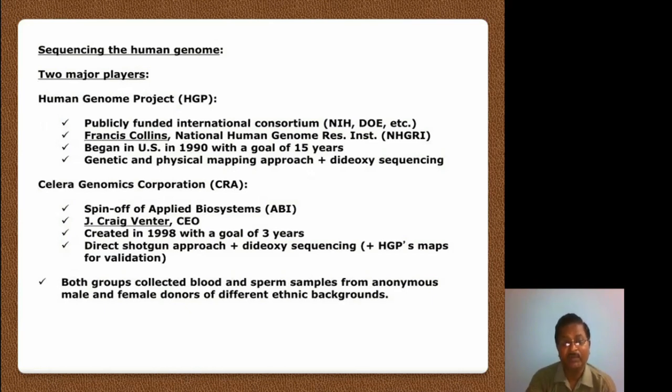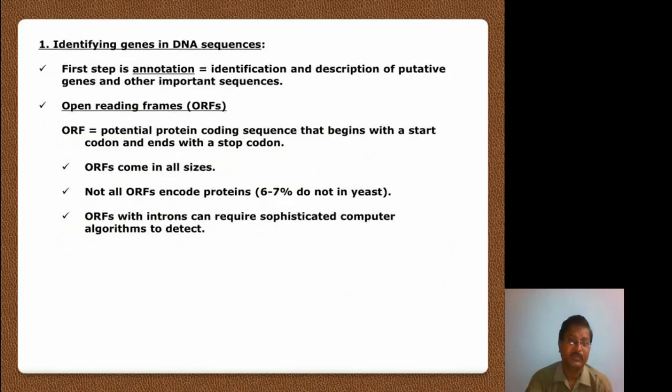They were a spin-off of Applied Biosystems, with J. Craig Venter as CEO. They started in 1998 with a goal of 3 years. They used the direct shotgun method and dideoxy sequencing, along with HGP's maps for validation. Both groups collected blood, serum and sperm samples from anonymous male and female donors of different ethnic backgrounds.